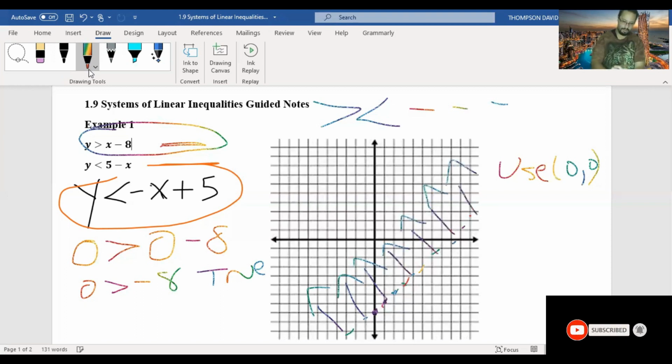Now we're going to do the bottom equation. Y is less than negative x plus 5. So first find the y-intercept, 1, 2, 3, 4, 5. And then we use our slope, down 1 over 1. We'll just plot a few points on this line to make it easier to graph the line.